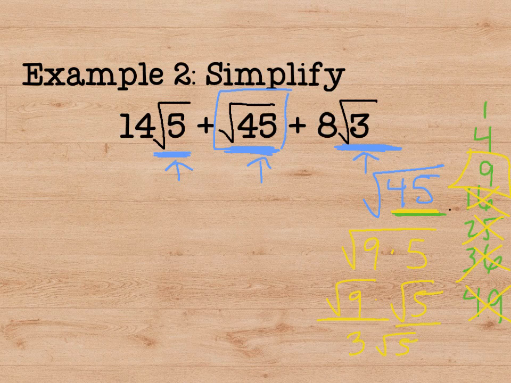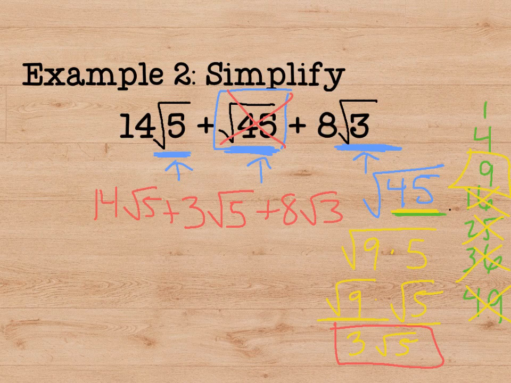So what do we do here? Well, here's what we found. If I were to replace the square root of 45 with its simplified version, which is 3 square root of 5, and I'm going to just write everything else down from this original problem.